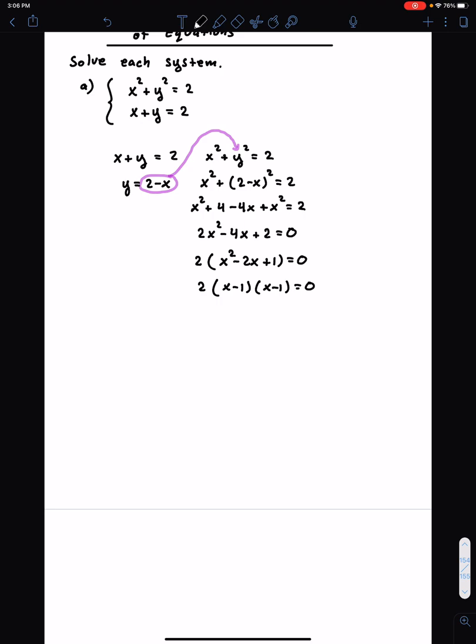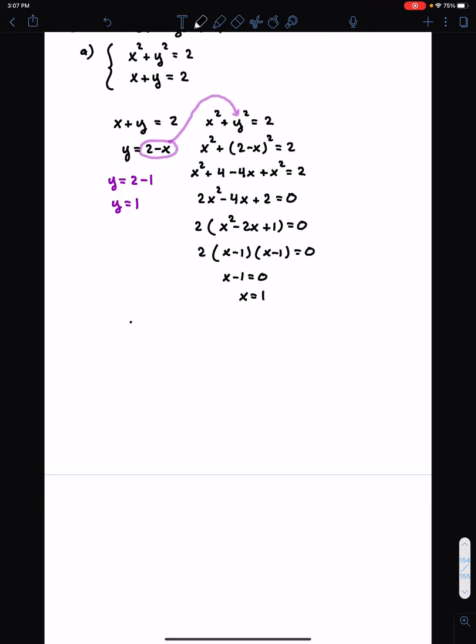So if I set each factor to 0, 2 doesn't equal 0. So x minus 1 is 0, which means x is equal to 1. So I have one value for x. If I plug it in for y, y is equal to 2 minus 1, so y is equal to 1. I'll use this equation since y is already by itself. So my solution is 1, 1. That means this circle intersects the line only at 1 point.